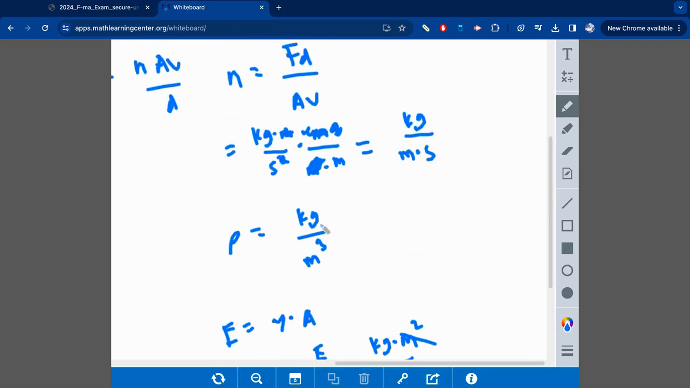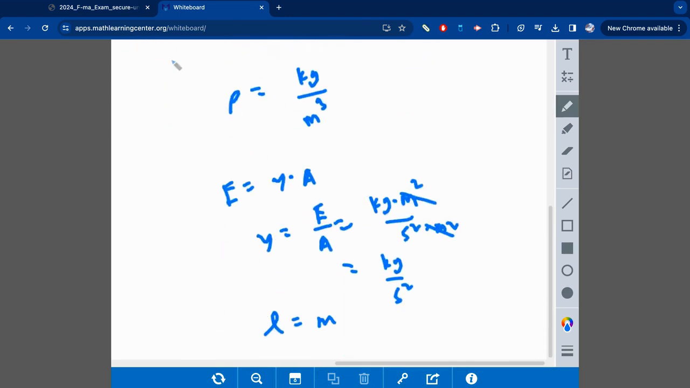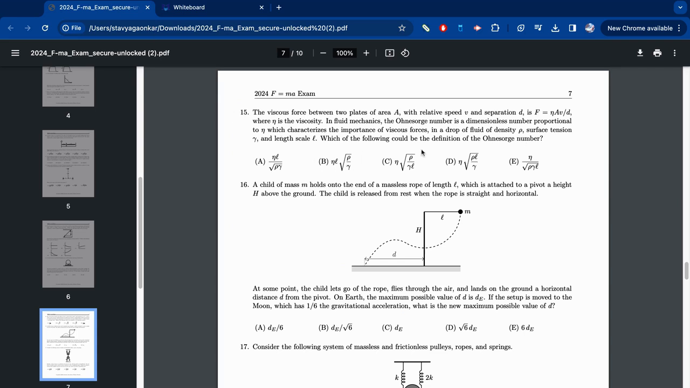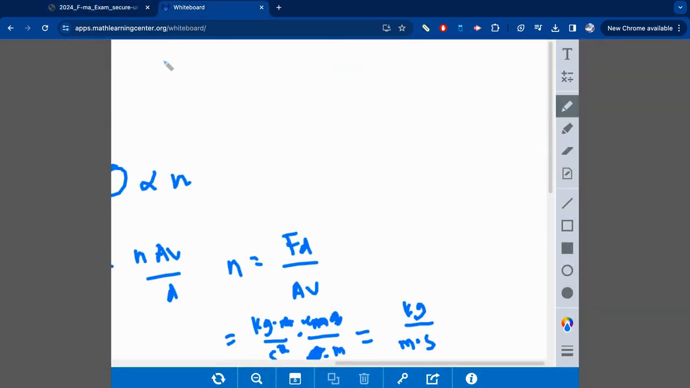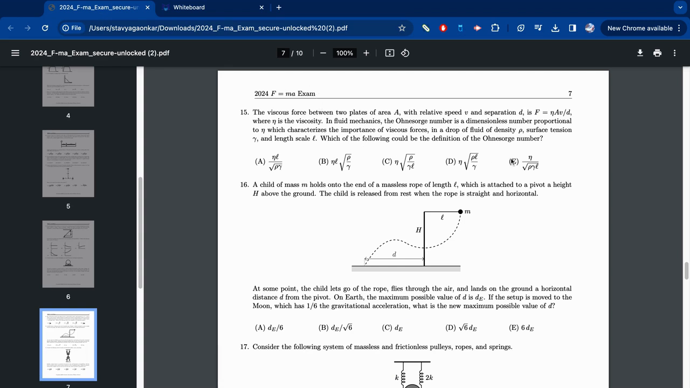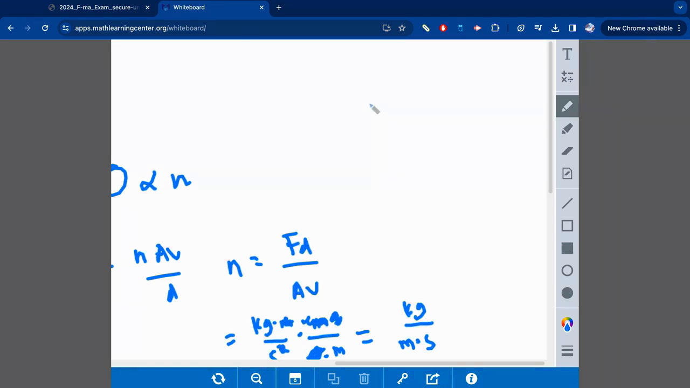So now basically what we need to do is see which one of these yields a dimensionless number. And so by plugging all of them in, we find that our answer is actually E. So let me show you guys why this is the case.